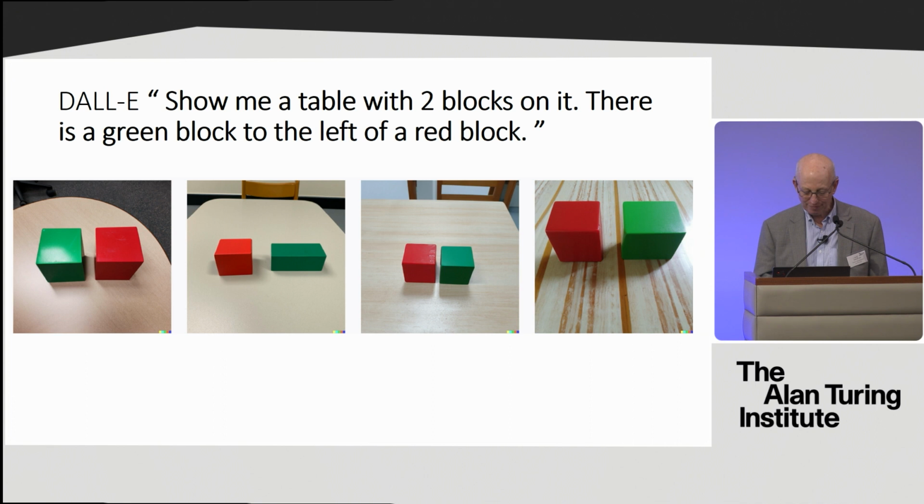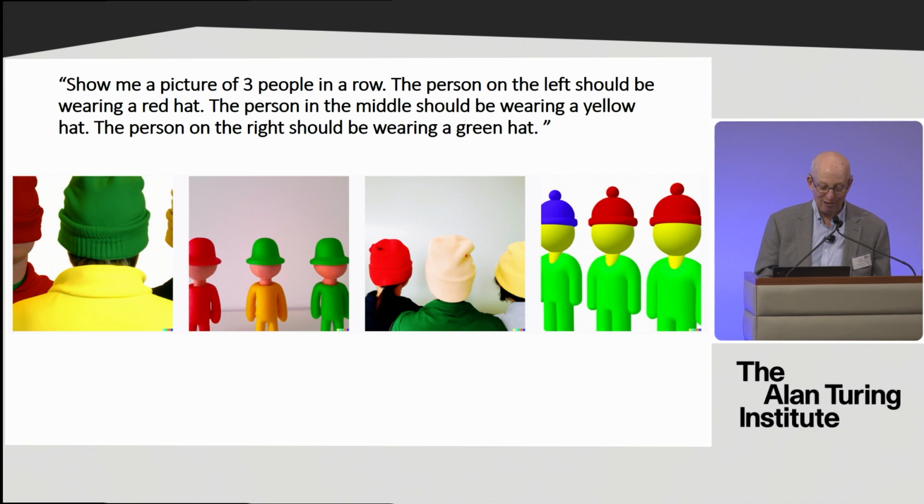Bit less good here. Show me a picture of three people in a row. The person on the left is wearing a red hat. The person in the middle should be wearing a yellow hat. The person on the right is wearing a green hat. Well, none of them. I guess the person on the right is wearing a green hat, but the other two are wrong.